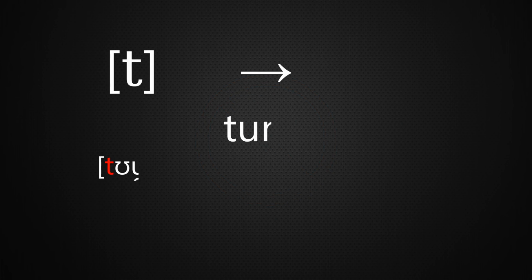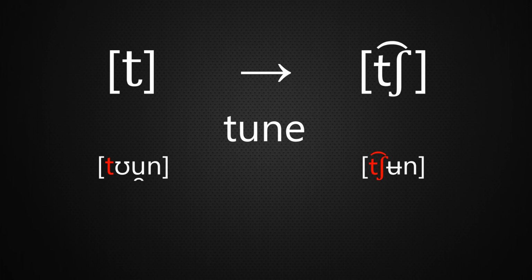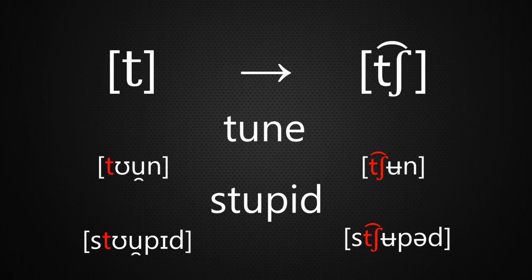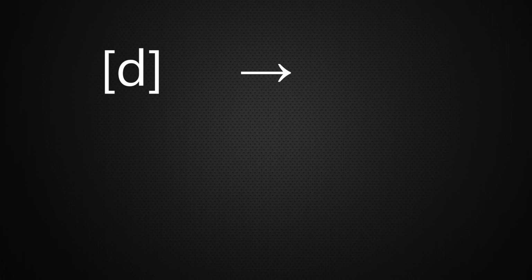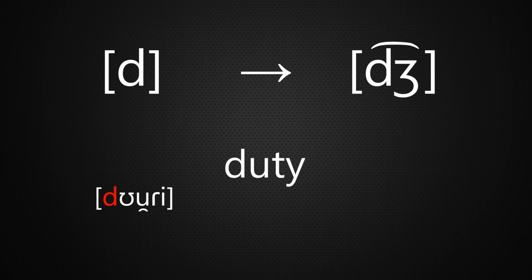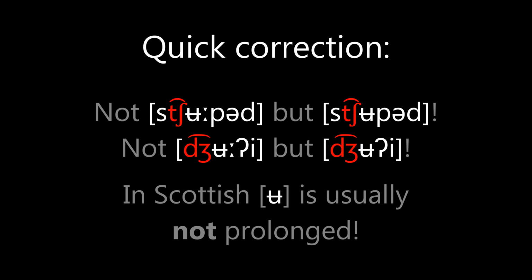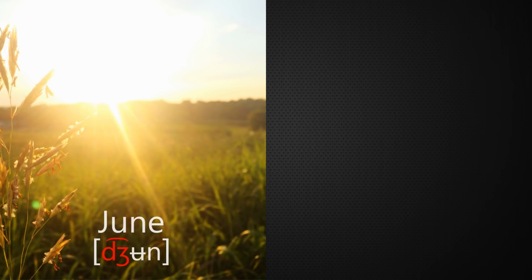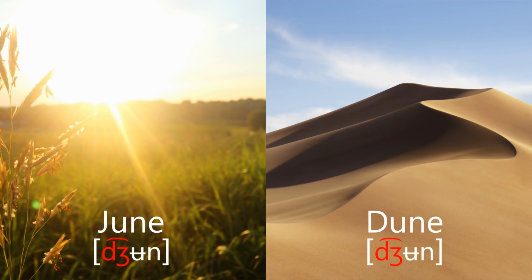So the T in tune becomes ch, chun, or stupid becomes stupid. As a result, D will also be softened to j, so duty becomes duty. By the way, that should also mean that June and jun sound the same, but any Scottish native can correct me here if I'm wrong.